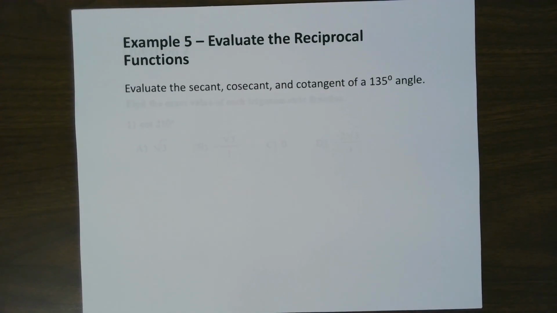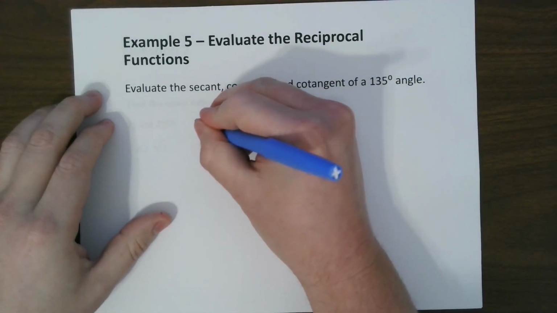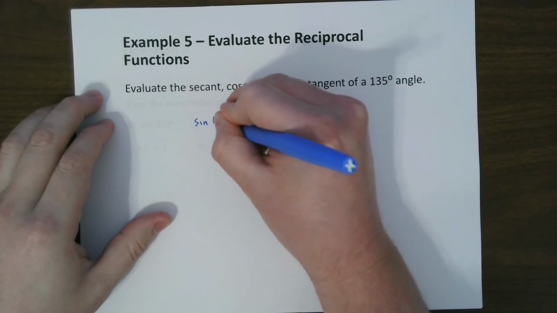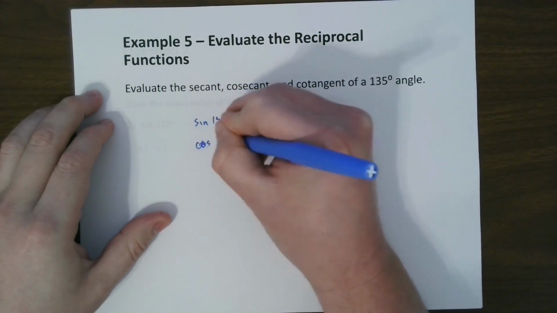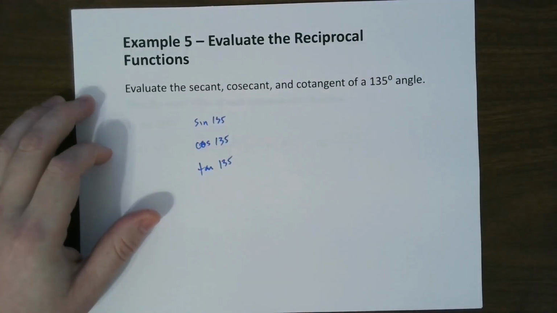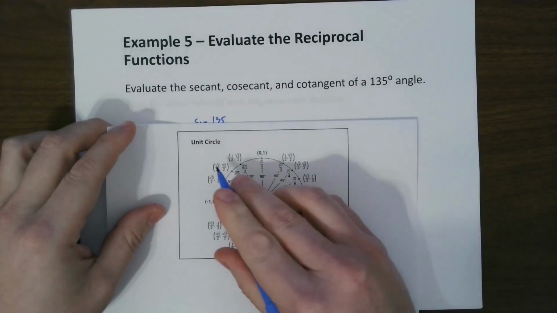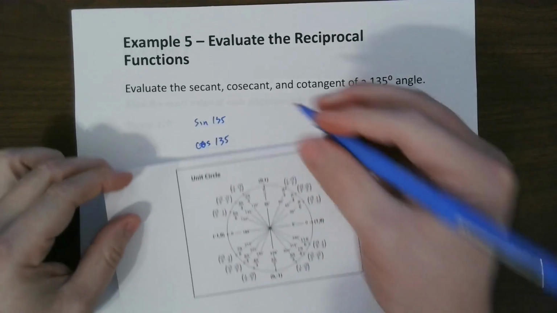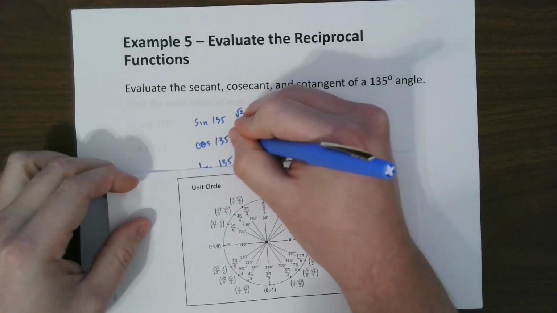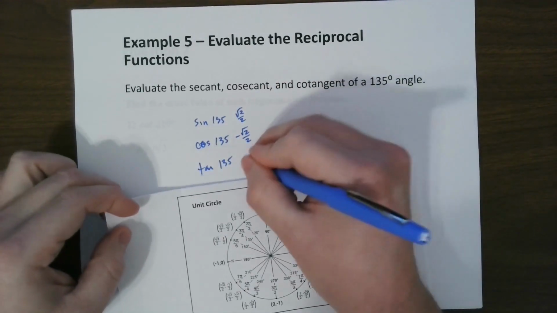Okay, so let's evaluate secant, cosecant, and cotangent of a 135 degree angle. So basically, we need to find sine, cosine, and tangent, and we can go from there. If we find sine of 135, cosine of 135, and tangent of 135, we get those ones for free. So if we look at 135, it's right here. Sine is going to be a positive radical 2 over 2. Cosine is going to be a negative radical 2 over 2. And those, since they're the same, over each other would just be negative 1.